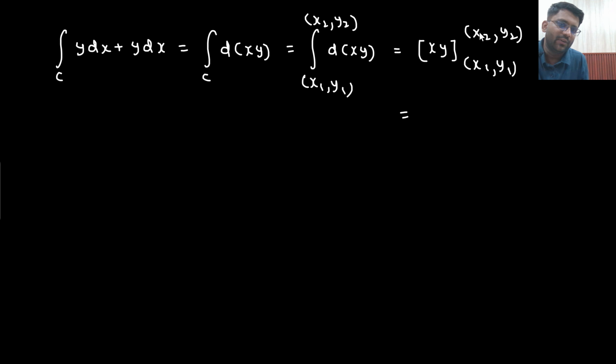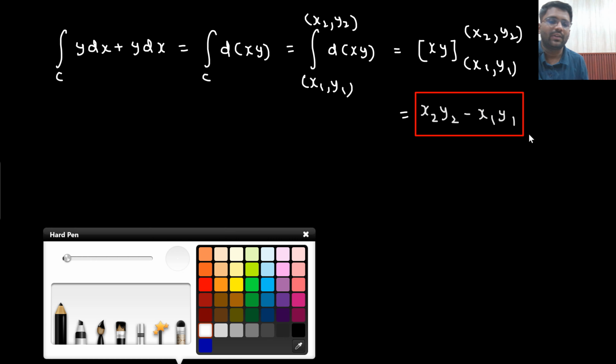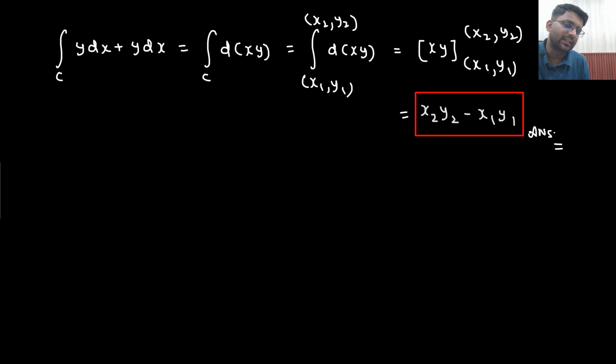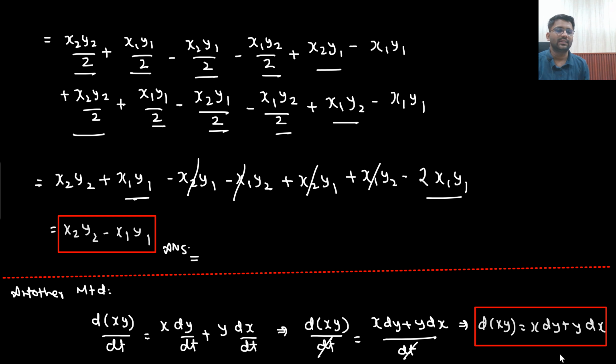In place of x and y you need to put x2, y2, minus, then in place of x and y you need to put x1, y1. There you go, this is the answer. This is how you were supposed to solve, this is how they were expecting you to solve. Since it is a conservative vector field, directly you convert in this manner: x2 y2 minus x1 y1. This was the answer that was expected.